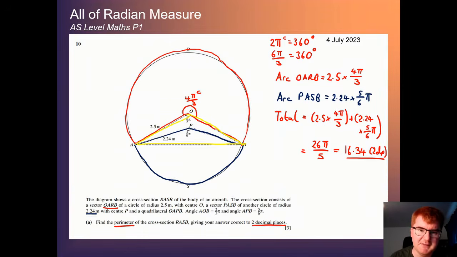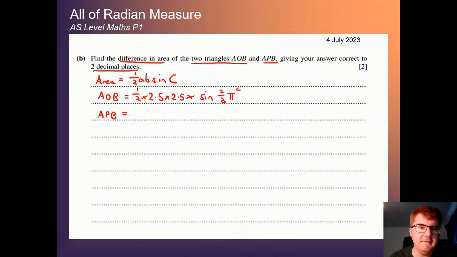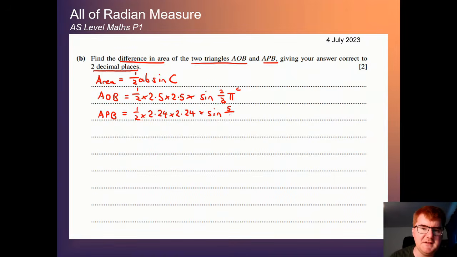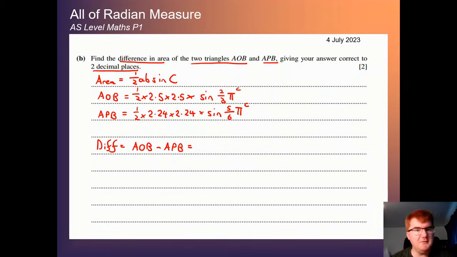APB, if we go back to the smaller one here, we have a half times 2.24 times sine of the angle, which I think is 5 over 6 pi in radians, and we want to find the difference here. So the difference between them is just going to be one minus the other. And again, this is where our calculator comes into play, and we're just going to write all this in, making sure of course it is in radians. So let's pop it in.